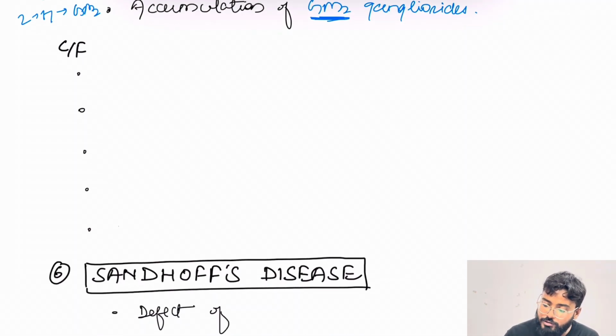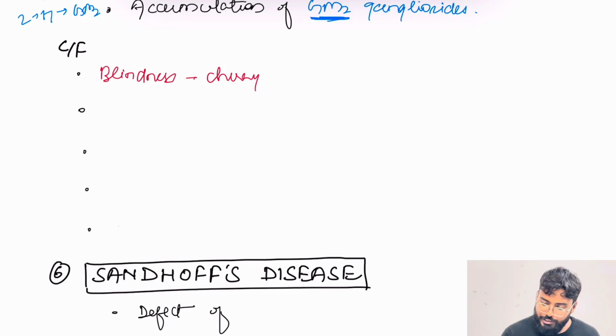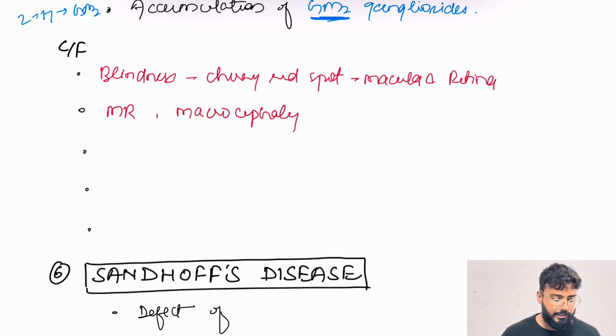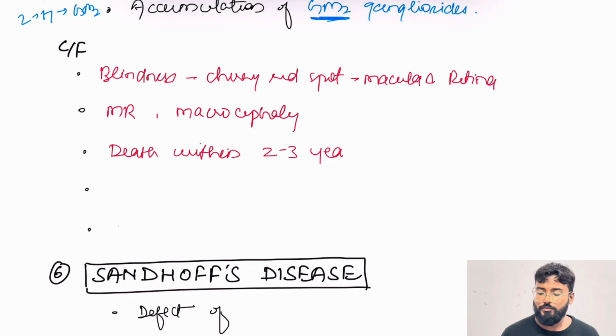The clinical features are blindness, and you are also going to see a cherry red spot in the macula and retina. The next one, you are going to see mental retardation. You are going to see macrocephaly, big head, and death within 2 to 3 years of age.